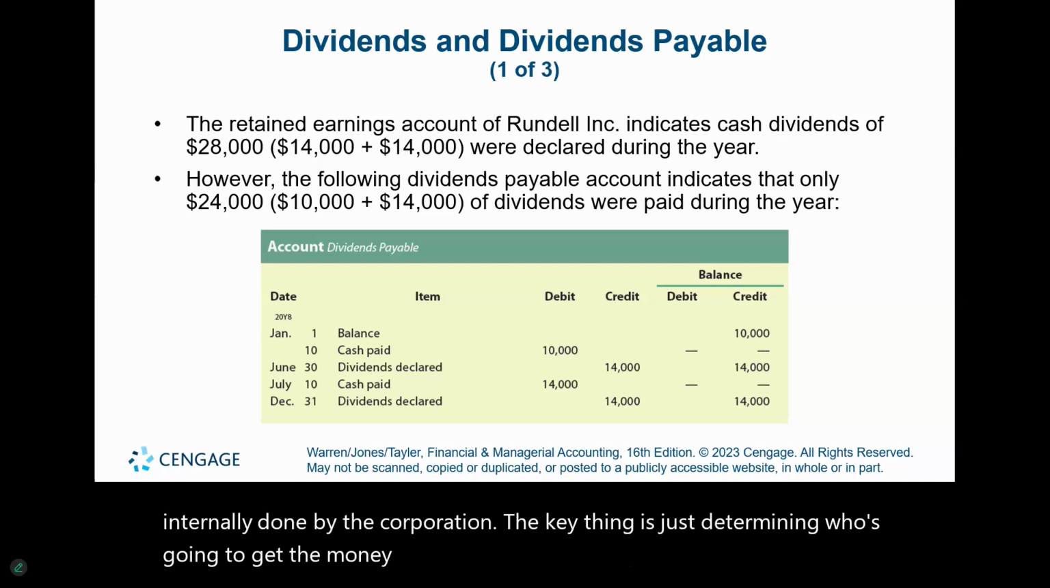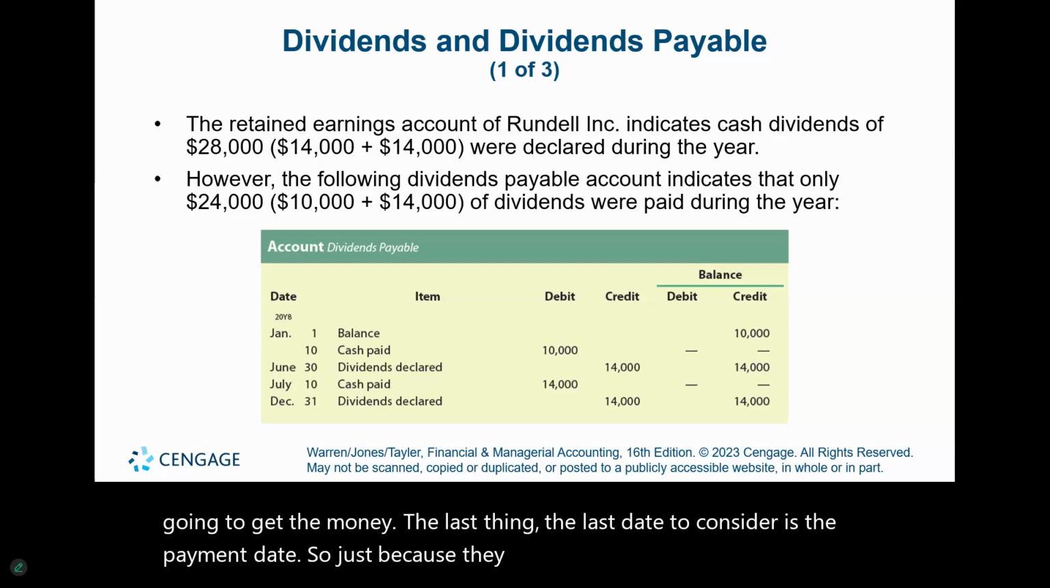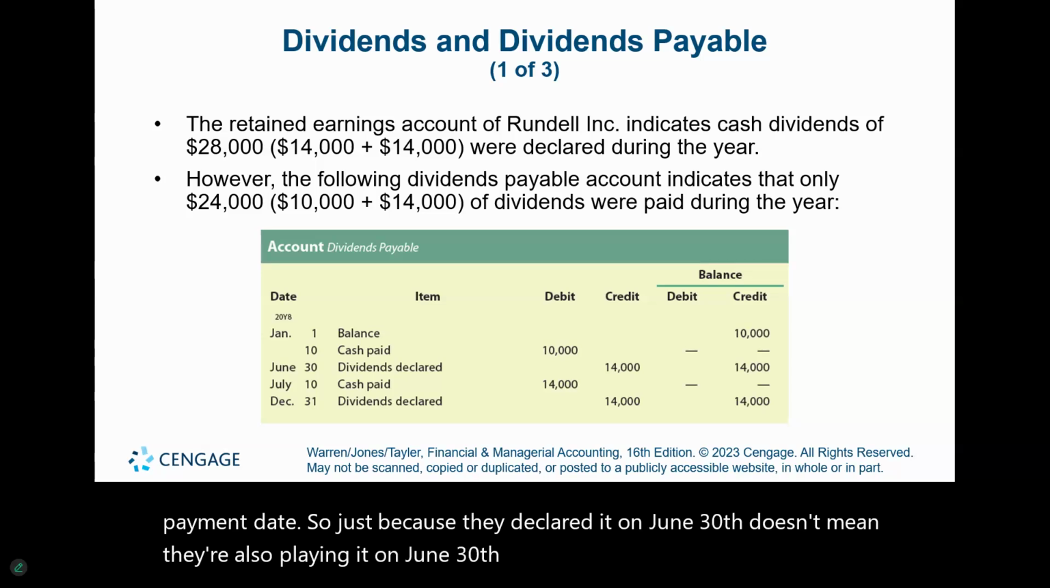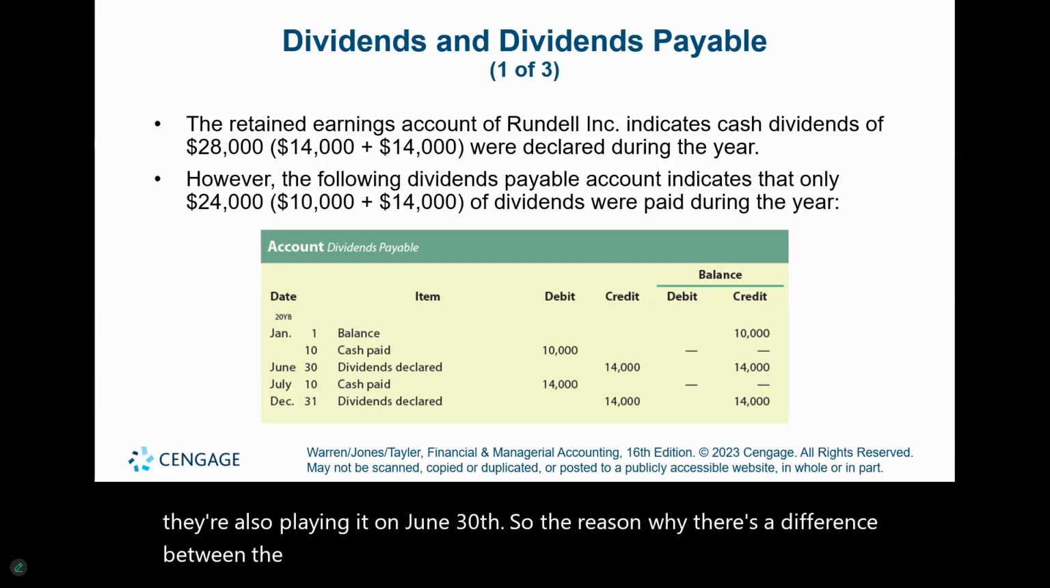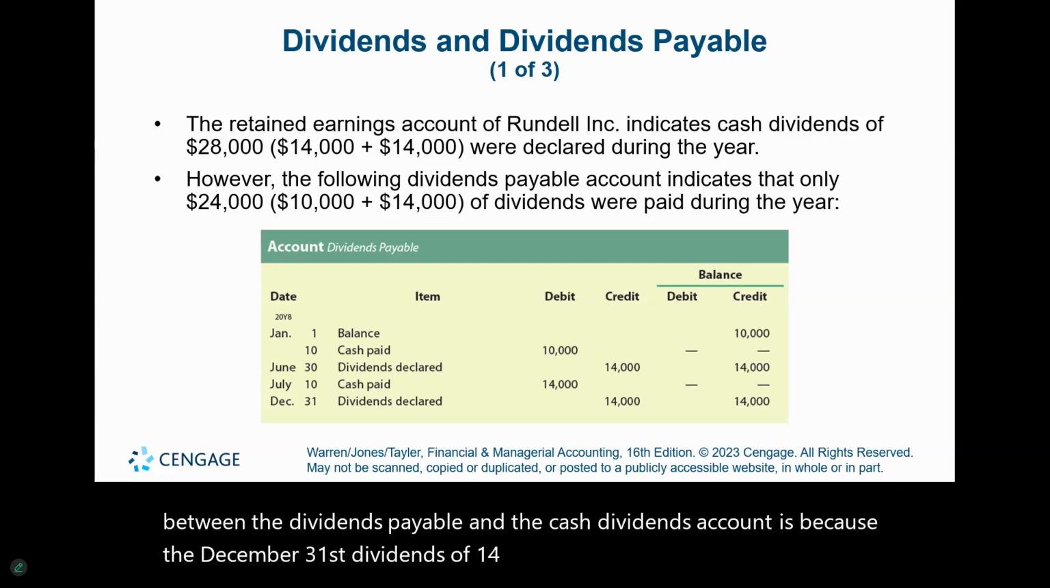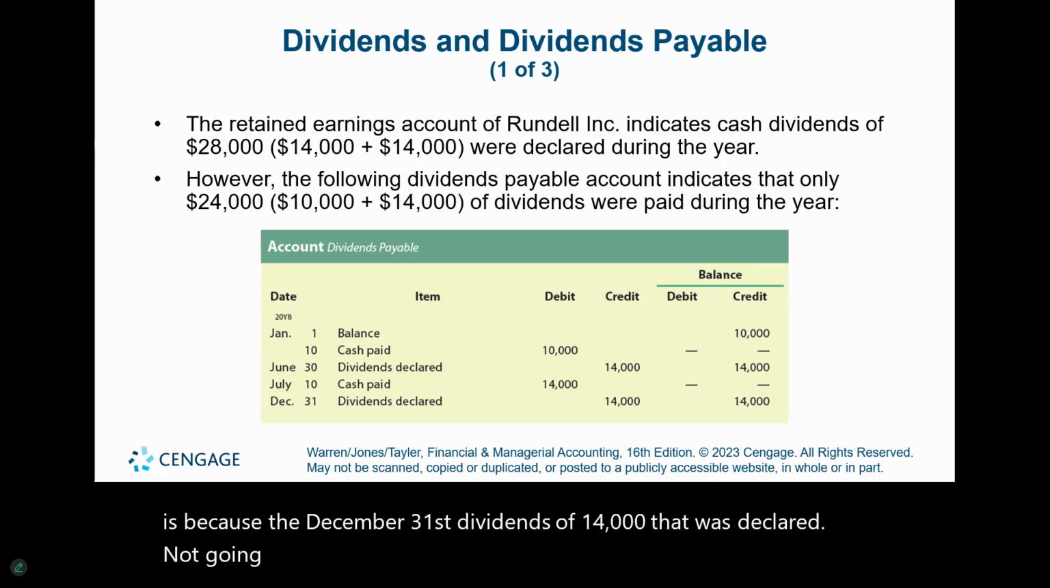The last date to consider is the payment date. Just because they declared it on June 30th doesn't mean that they're also paying it on June 30th. So the reason why there's a difference between the dividends payable and the cash dividends account is because the December 31st dividends of $14,000 that were declared are probably not going to be paid until January of next year.